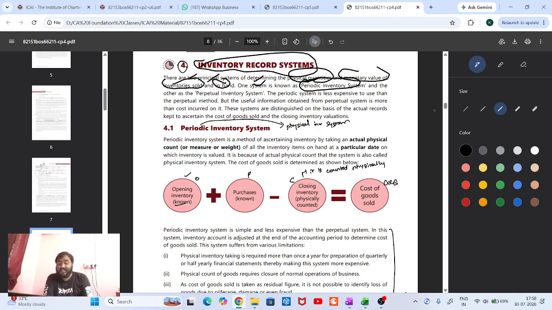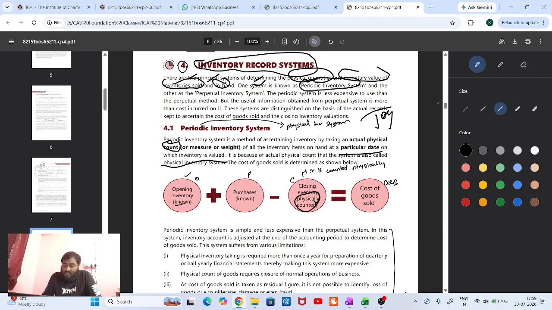It is also known as physical inventory system. Periodic inventory system is a method of ascertaining inventory by taking actual physical count, in order to calculate closing inventory. Where is closing inventory in trading account? By closing inventory is there, right? That balance is to be counted based on physical count of inventory on a particular date. It is because of actual physical count that the system is also known as physical inventory system.